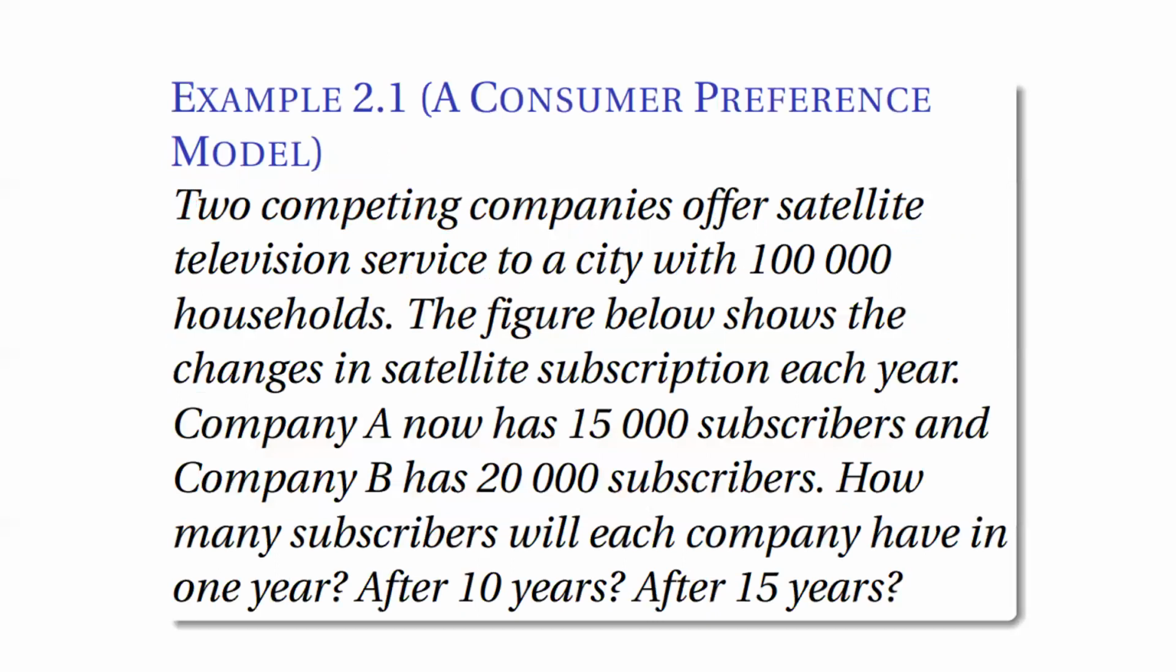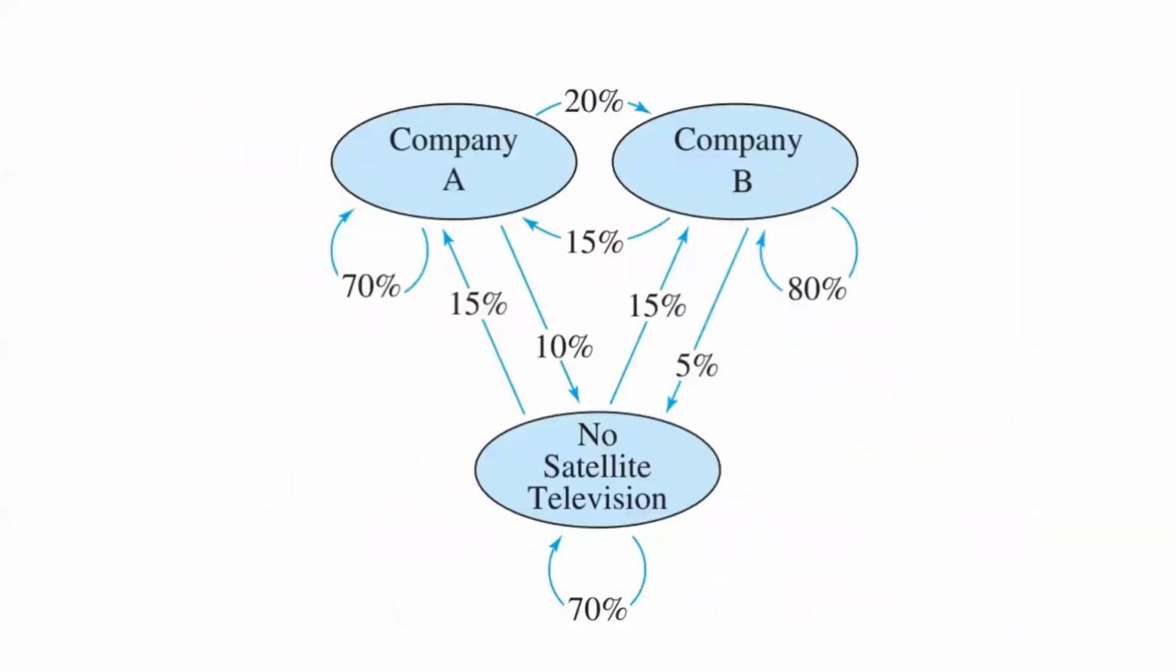In a consumer preference model, two competing companies offer satellite television service to a city with 100,000 households. We will have a figure of companies A and B, and they ask how many subscribers each company will have in 1 year, 10 years, and 15 years. So we will have the following diagram.